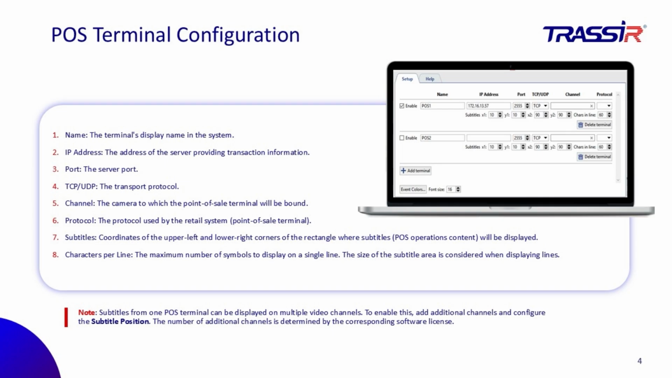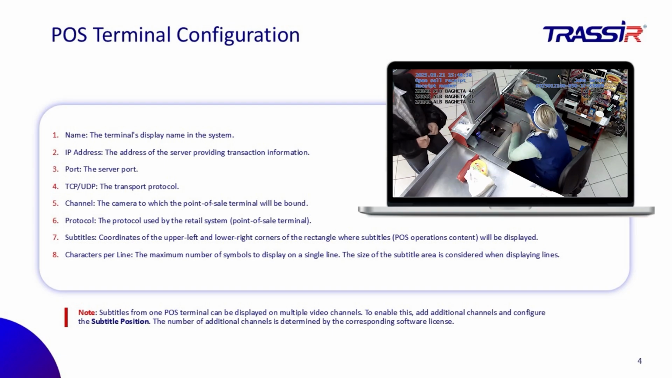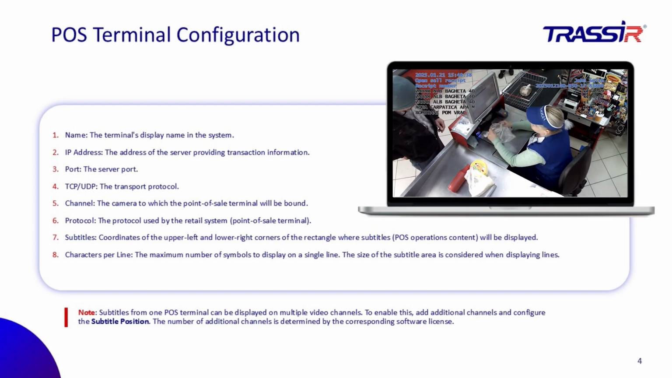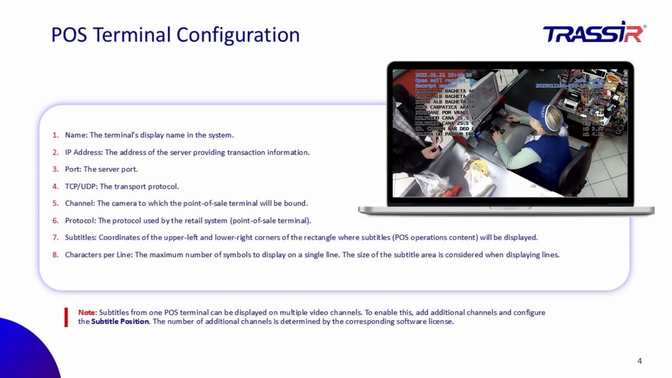Subtitles from a single POS terminal can be displayed on multiple video channels. To do this, add additional channels and adjust the subtitle position. The number of additional channels is determined by the corresponding software license. If configured correctly, the events generated by the POS terminal will be displayed in the TRASSIR interface in the event log of the cash terminals and on the selected channel.